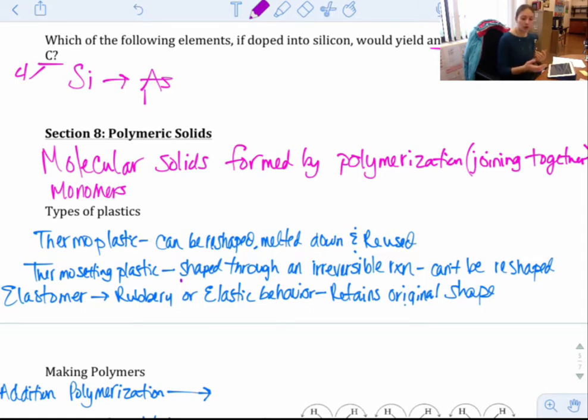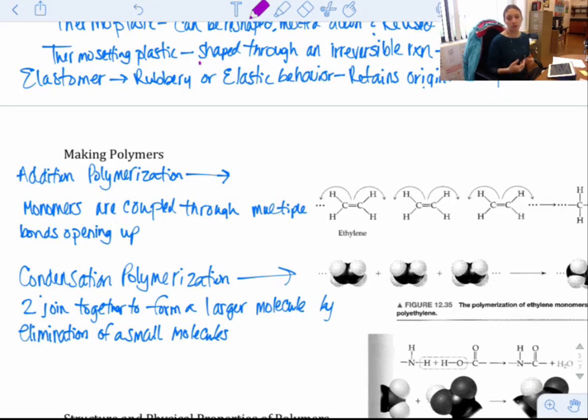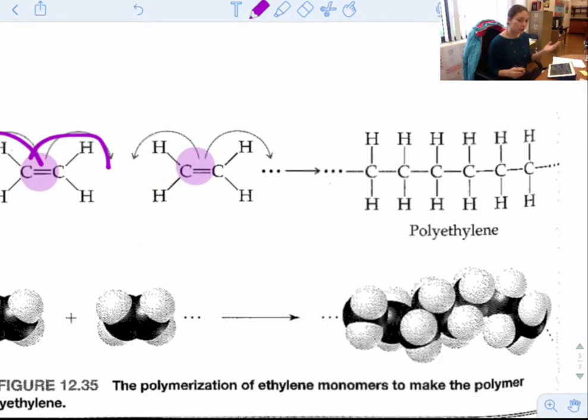All right, now we're going to talk about how you make polymers, and there are 2 ways: addition polymerization or condensation polymerization. Addition is just what it sounds like. You're taking monomers and coupling or adding them, and you couple them through multiple bonds opening up. We have these multiple bonds between the carbon atoms, and those electron pairs open up, one electron goes there, one goes there, and you end up making the bond in between. That's how you get the polyethylene there on the right. That's an addition. Nothing was taken out. All you did was rearrange the electrons, kind of like a resonance structure idea.